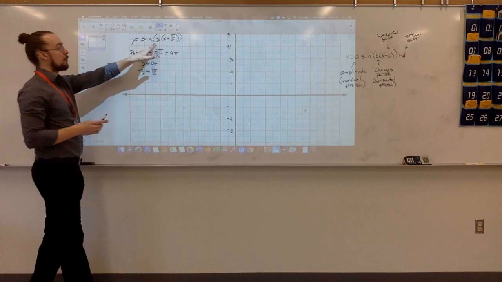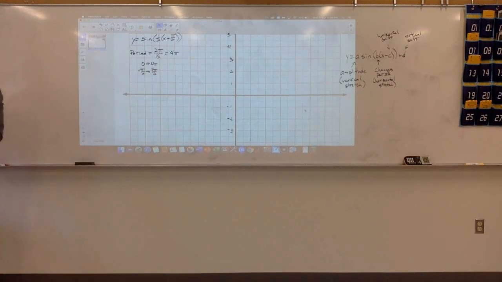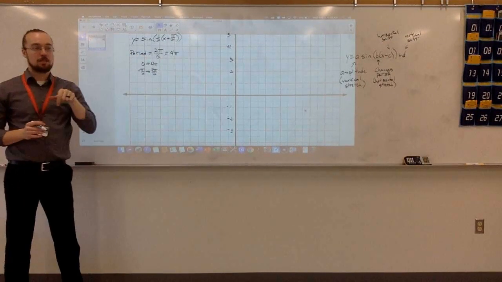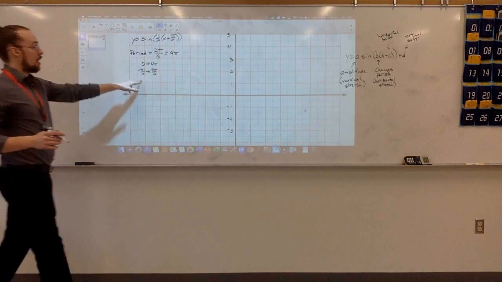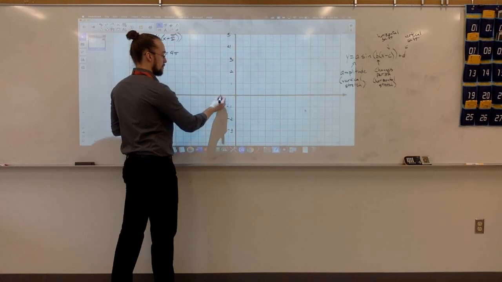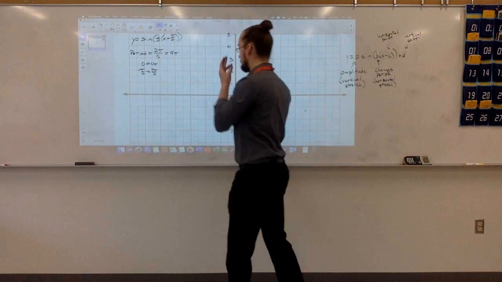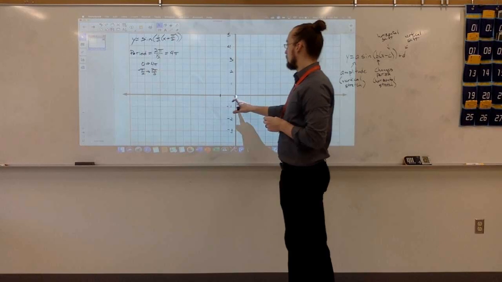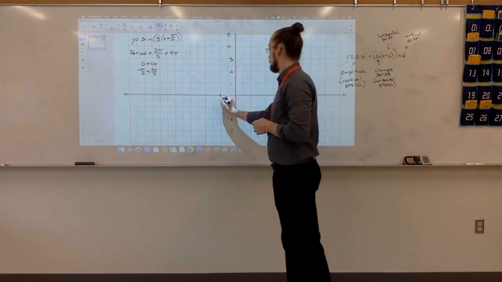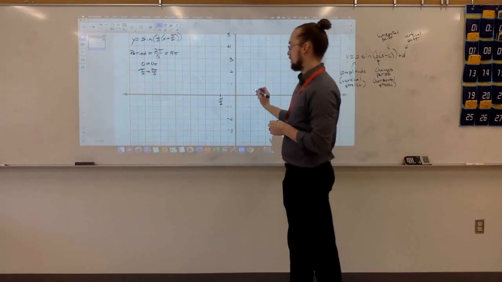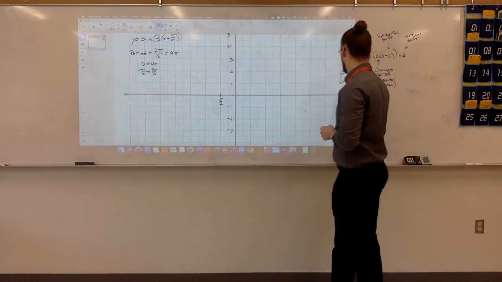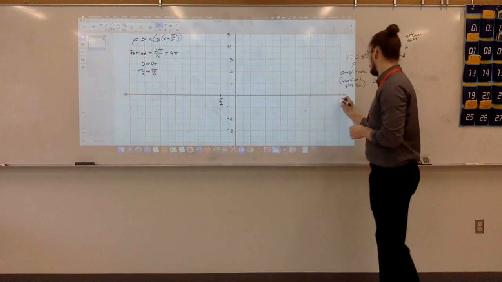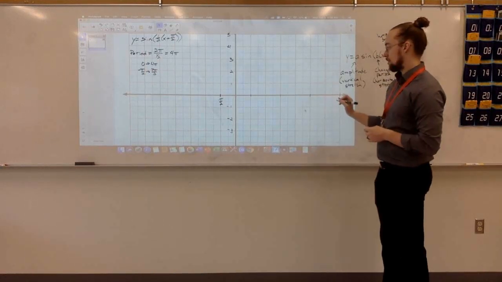Alright, so we want to think, I'll use the b value to get the new period, and then shift it however we need to shift it. Right. So, I can put down my negative pi over 2, and 7 pi over 2.